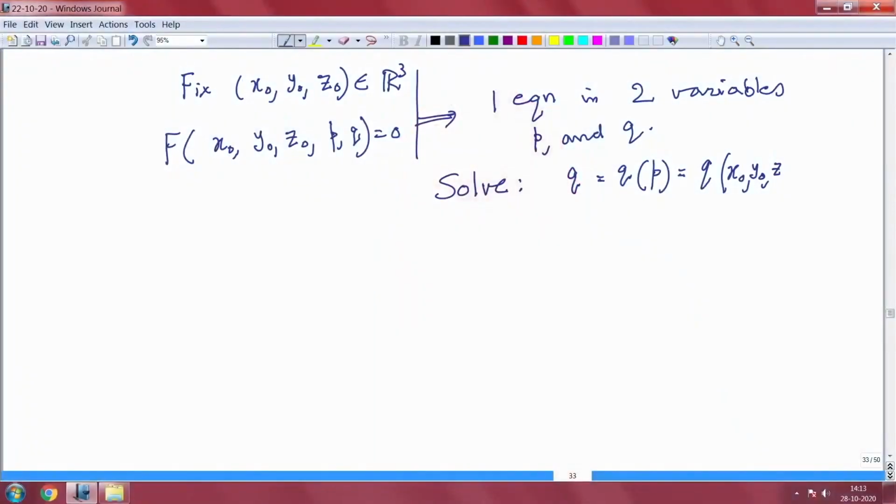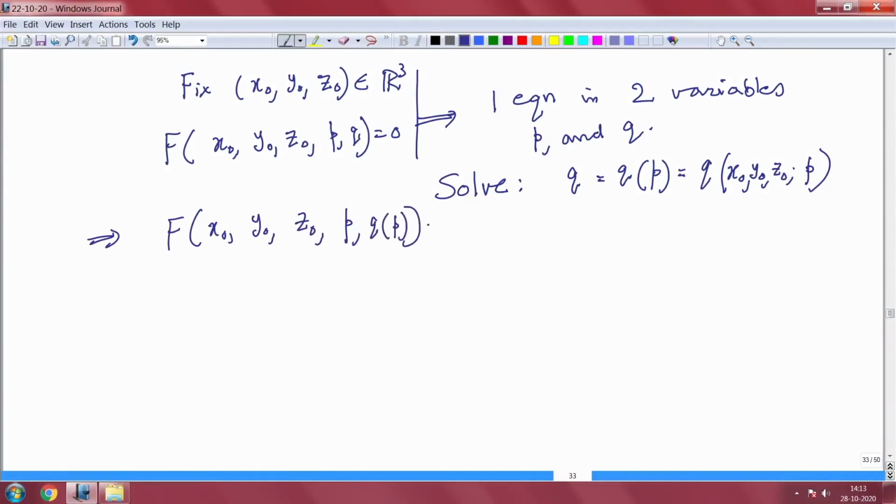So, z naught is fixed, and we will not write it again and again. So, you will basically have that f of x naught, y naught, z naught, p and q, you solve it in terms of p.